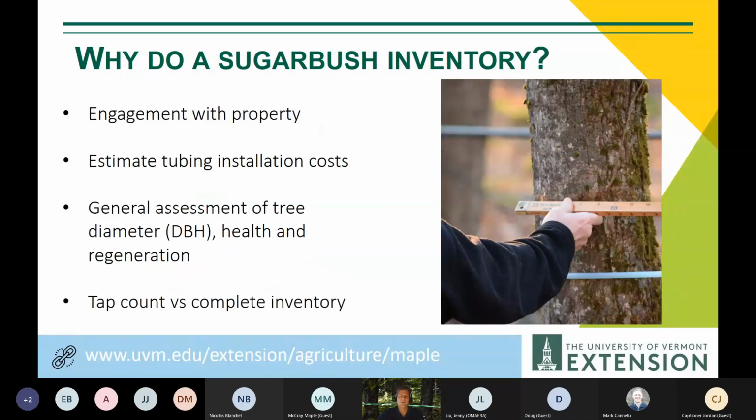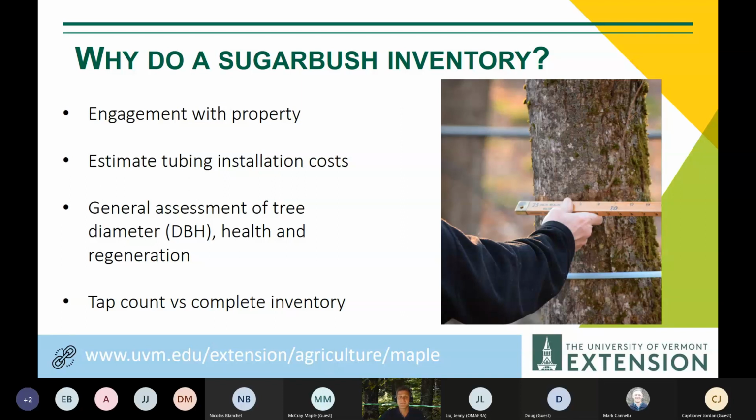Why you would do it, we've already talked about a few of the reasons. Another is just a basic engagement with your property. If you're accustomed to really just walking around a certain part of your property, doing a systematic sample of your entire property allows you to see your property from a different perspective. It allows you to engage differently with your whole parcel.